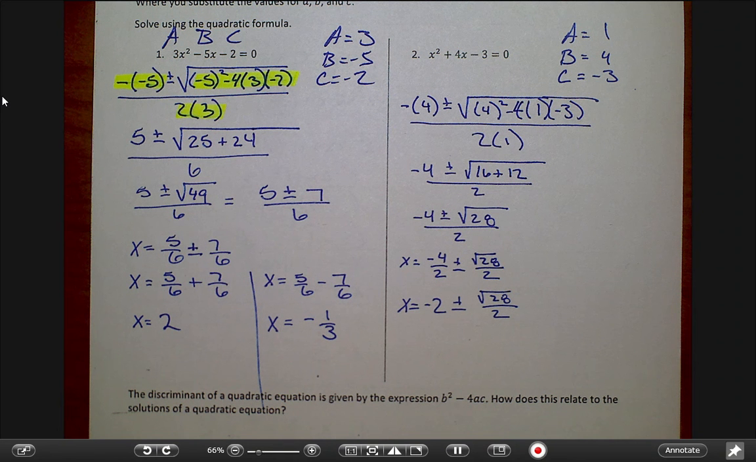That's it. What's negative 4 divided by 2? Did you already have that? That's negative 2, isn't it?